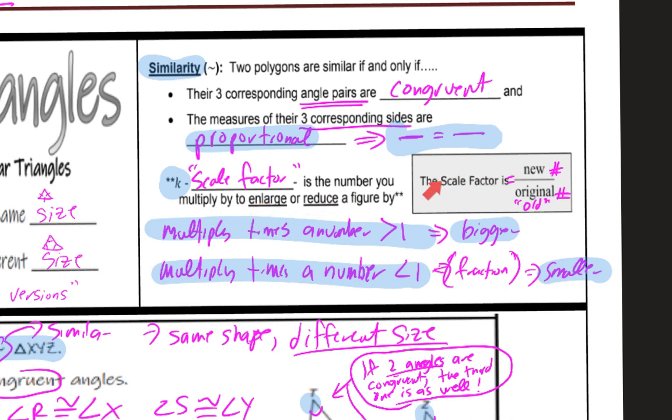So here's how we calculate the scale factor. It's the new value over the old value. Okay, new value over the old. So we know if we multiply by a number larger than 1, the result's just going to get bigger. Multiply by a number less than 1, which is a fraction, right? The result's going to get smaller. So similar means proportional, and the scale factor is the new value over the original value.